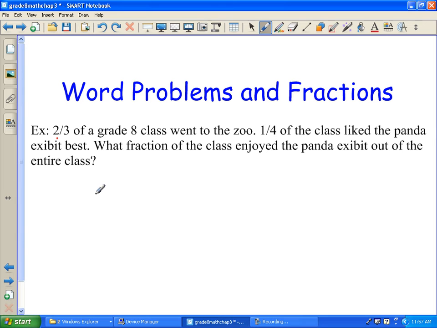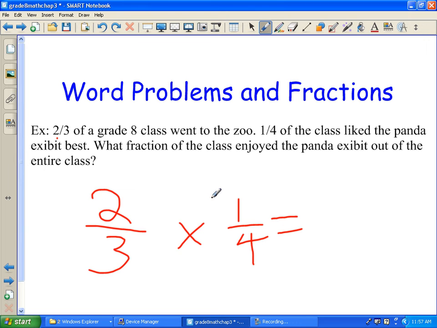So let's take 2/3 of a grade 8 class went to the zoo. So 2/3 went to the zoo. And then it said 1/4 of the class liked the panda exhibit best. So we want 1/4 of 2/3. So whenever you see the word "of" like that, it's going to be a multiplication problem. So now we've got 1/4 times 2/3. Now to multiply, all you have to do is top number by top number, which is 2 times 1 is 2, and the bottom number by bottom number. 3 times 4 is 12.